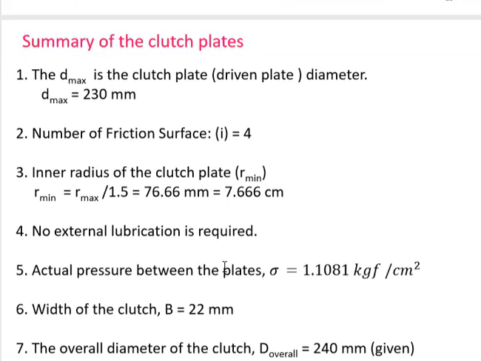Now we'll try to summarize the different parameters that we have found with respect to the clutch plates. The Dmax value comes around 230 mm. Number of friction surfaces are 4.